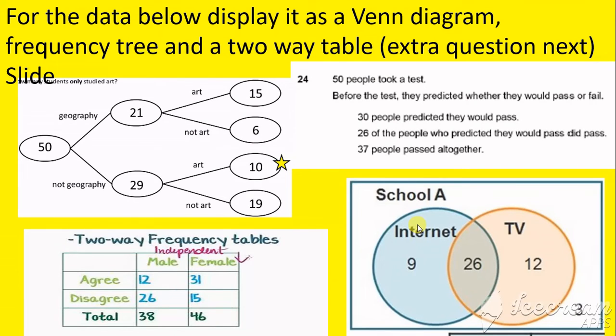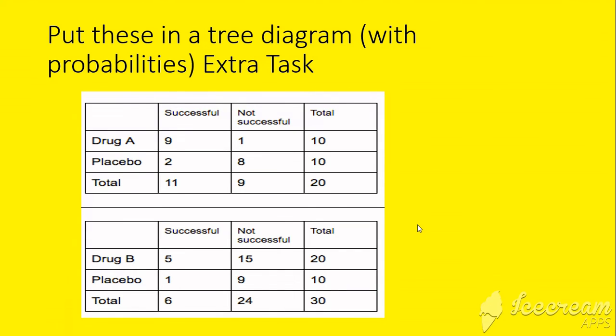Okay, this is work I want you to do, and it is a lot of drawing, but it's good because it's nice things for you to do. So for each one of these data sets, I want you to draw it as a Venn diagram, as a frequency tree, and as a 2-way table. Pause the video, do them please. If you wanted a harder one or a slightly different one, you do this as a tree diagram with the probabilities. So not a frequency tree, a tree diagram.